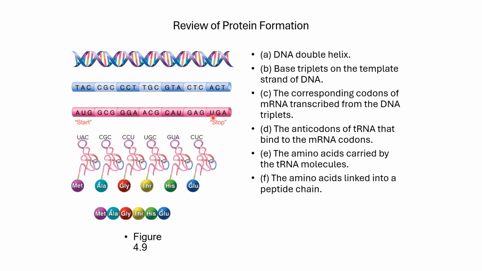Then the transfer RNA will come along, and the transfer RNA has got anticodons. So the anticodons of the transfer RNA recognizes the codons of the messenger RNA. The transfer RNA identifies the amino acids, and carries the amino acids and links it to the protein chain. So this is a review of the protein formation.